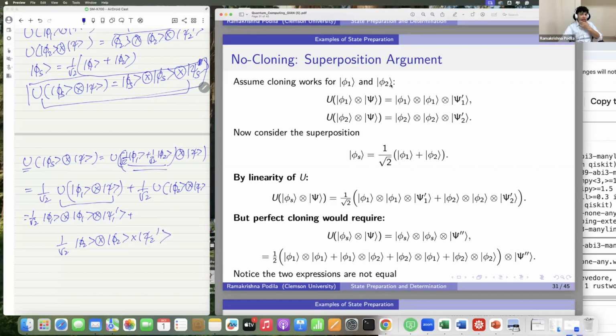Okay, let me ask the question in a different way. Do you think cloning would be possible if phi 1 and phi 2 are, for example, in the case of phi s, we see that these two expressions are different. That is, when I operate it as a linearity of u, the expression that I'm getting versus the last expression on the slide. Would these two expressions be the same if phi 1 and phi 2 are orthogonal? If phi 1 and phi 2 are orthogonal, would that matter?